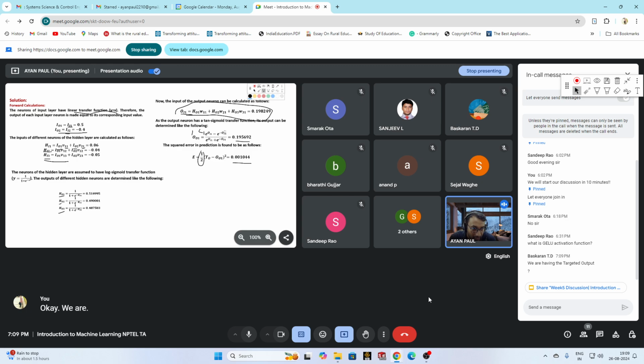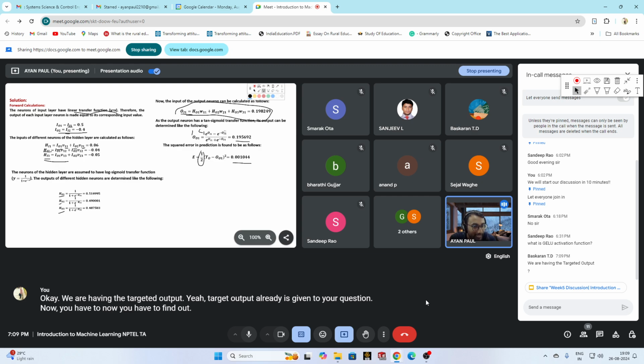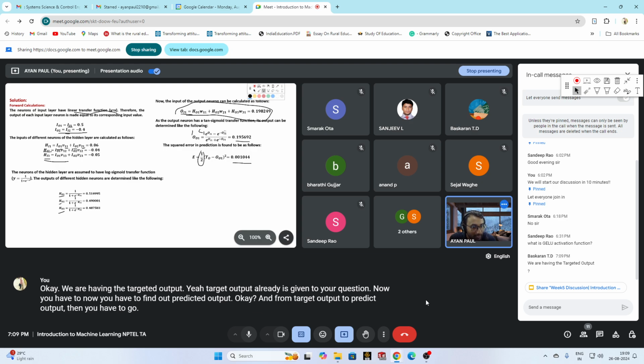We are having the targeted output. Target output is already given in your question. Now you have to find out the predicted output. Then, from target output to predicted output, you have to update your weights. That is the trick.